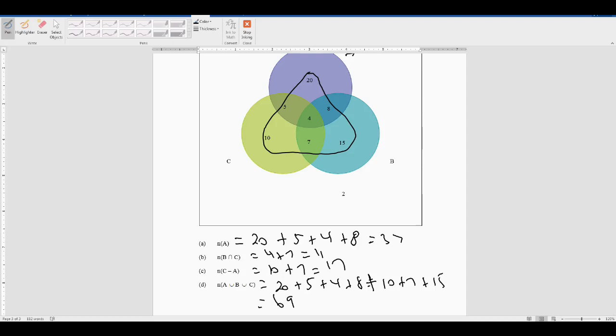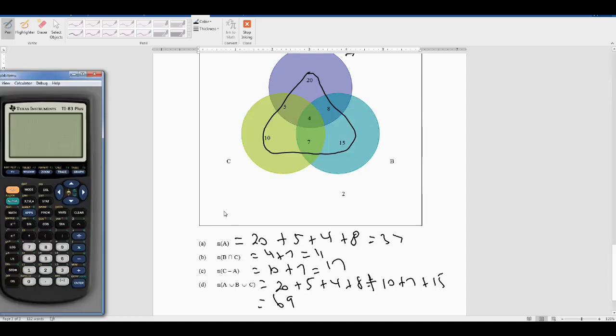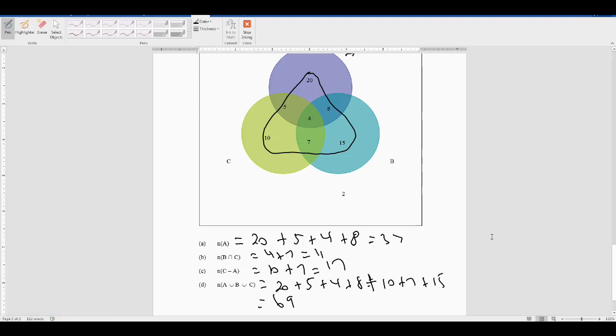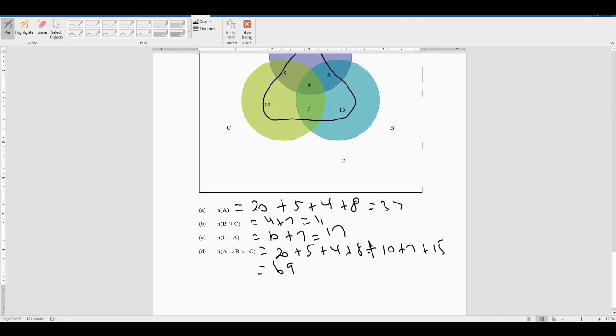And it never hurts to use a calculator. Don't you hate that? 20 plus 5 plus 4 plus 8 plus 10 plus 7 plus 15. Yes, I was right the second time. But there you go.